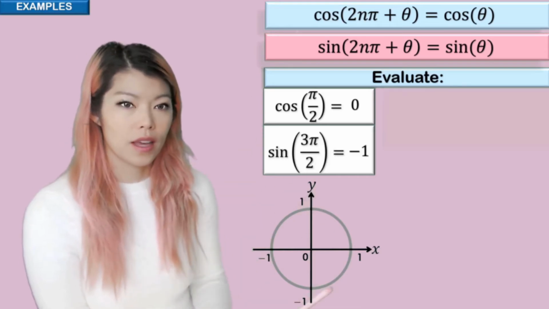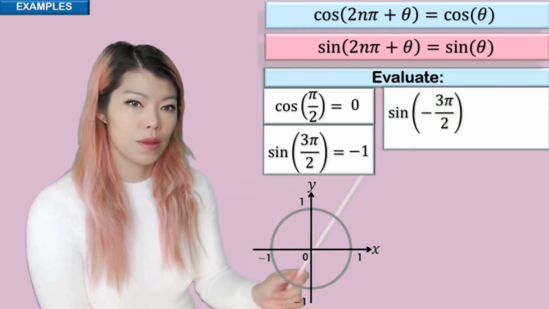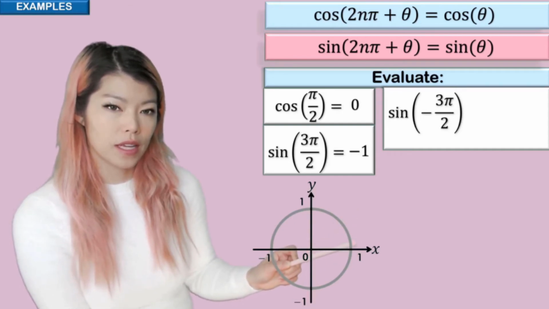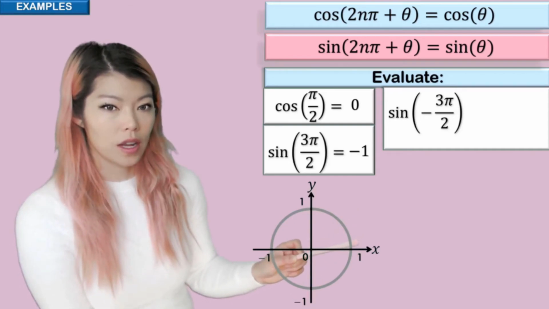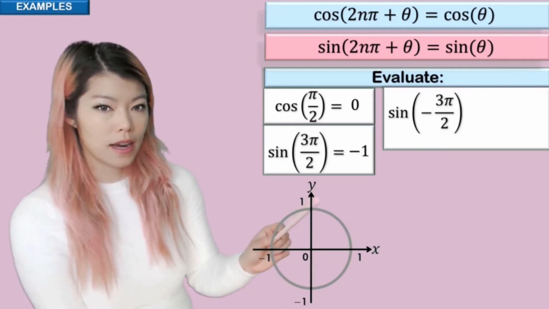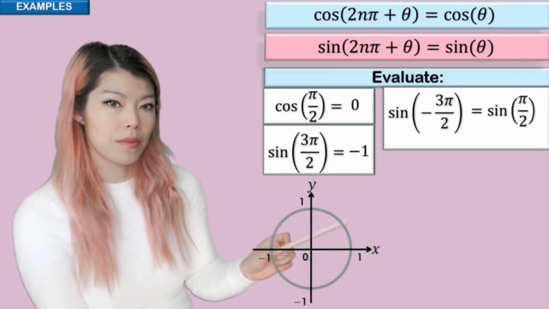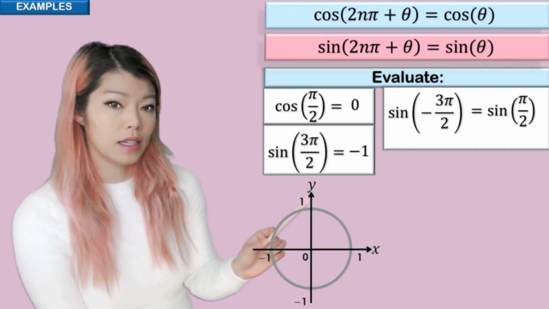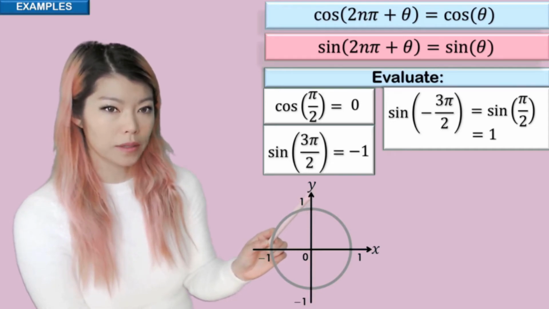Now let's try to use that theory. Actually, maybe after this example. Sine of negative 3 pi on 2, so negative 1.5. Negative means we're going clockwise. So negative 1.5 we end up here, which is the same as sine pi on 2. And sine is the y value, which is 1.